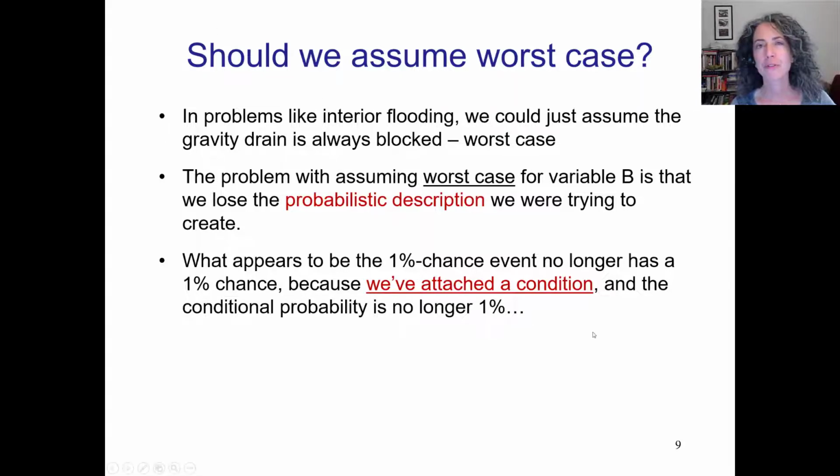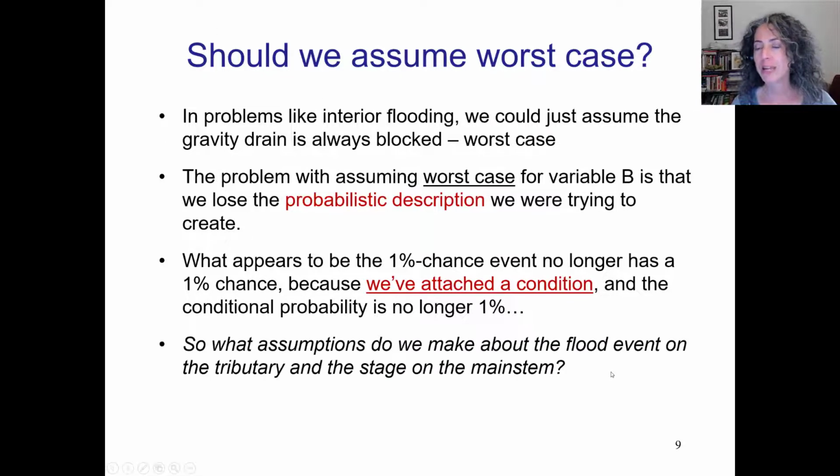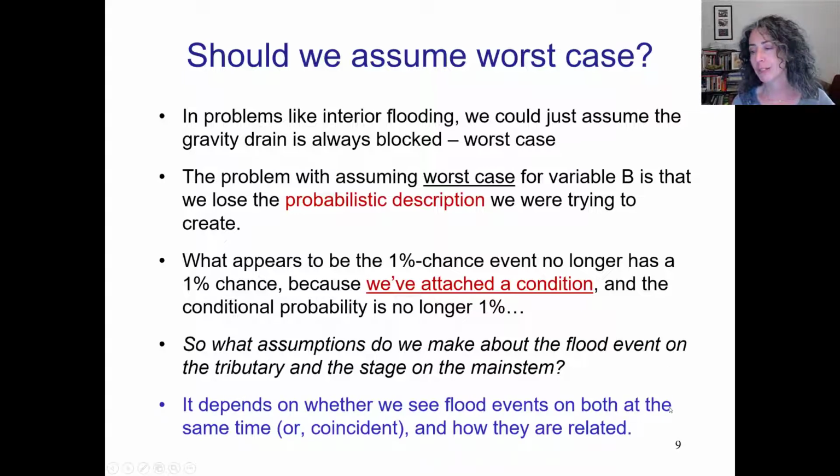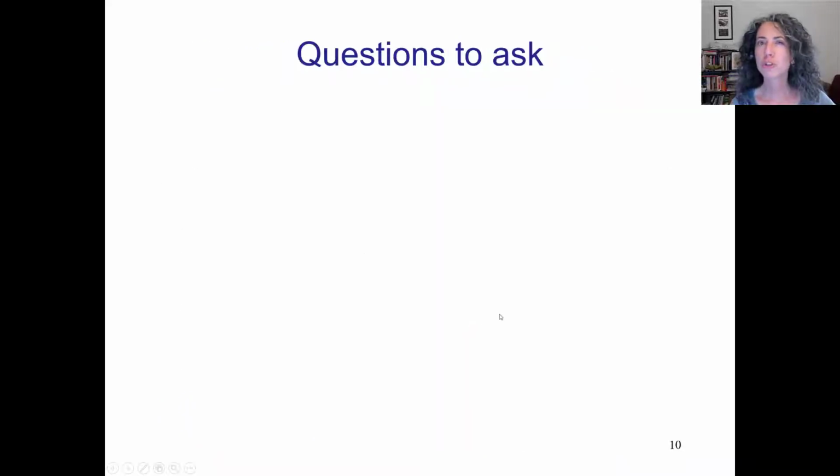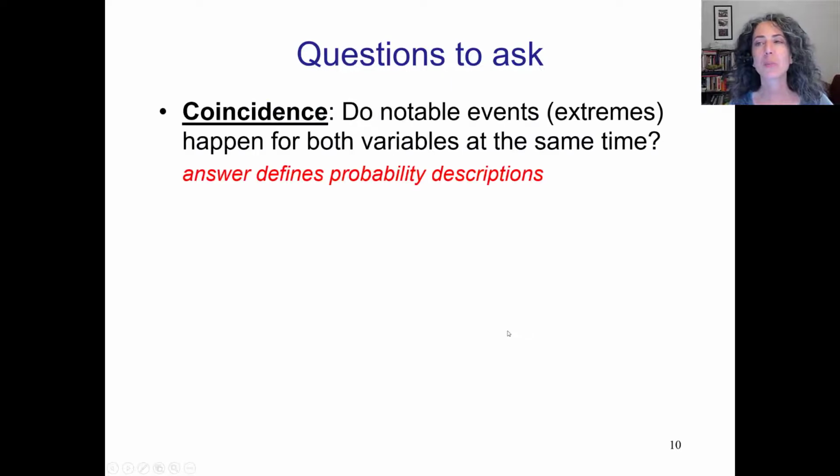So we no longer have an accurate probabilistic description, and we need to find a way to incorporate all these probabilities. What assumptions are we going to make about the flood event on the tributary and on the main stem? Well, it's going to depend on whether we see flood events on both the tributary and the main stem at the same time, meaning coincident, and how those are related. So there are two things that we need to think about. First is coincidence, meaning do things happen at the same time? Do the notable events or extremes happen for both variables at the same time? And the answer to that is going to define the probability descriptions of my variable A and my variable B.